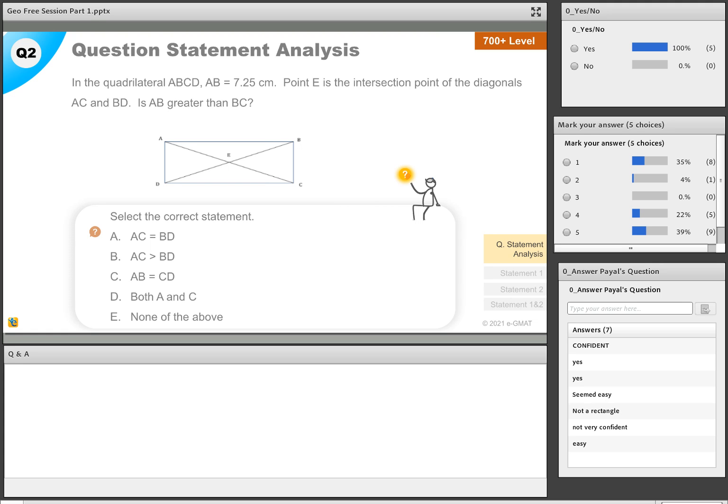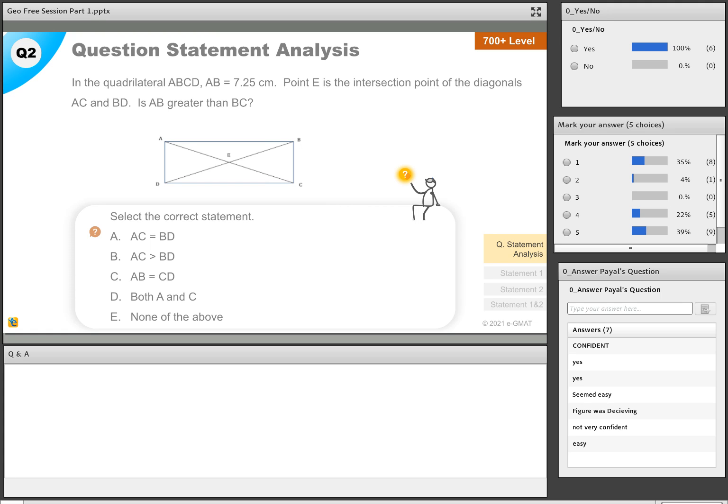So where you guys faltered, or the majority of you faltered, was that you assumed that this figure is a rectangle. You assumed that what is given to you, because it looks like a rectangle, would be a rectangle, right? So that's the reason why the majority of you faltered here.